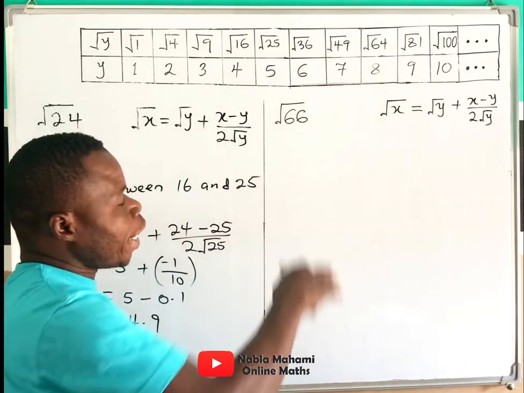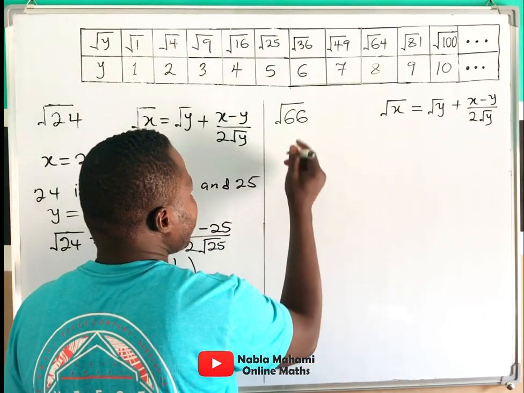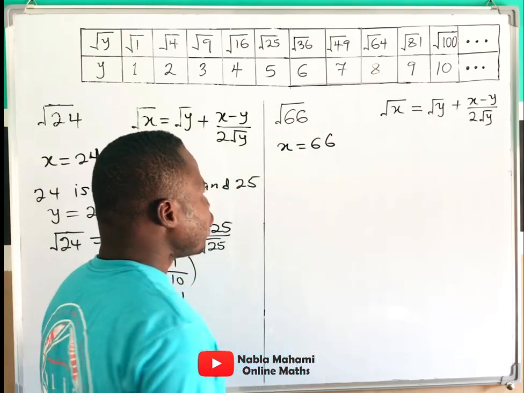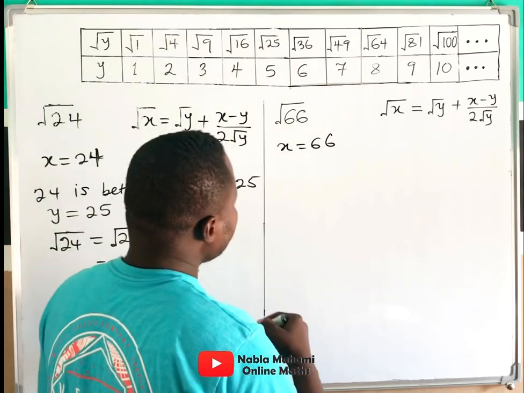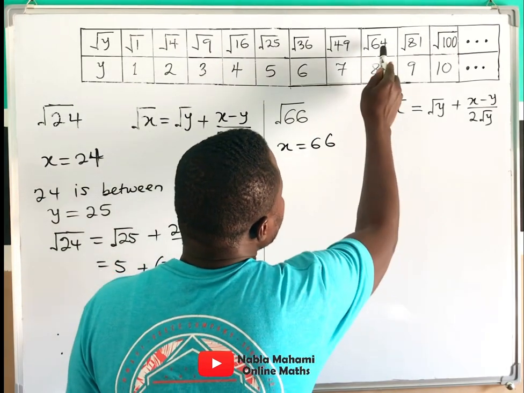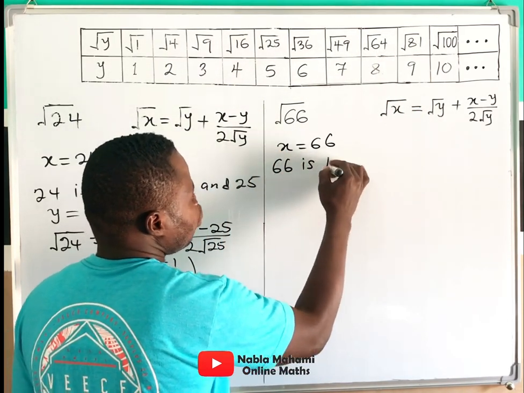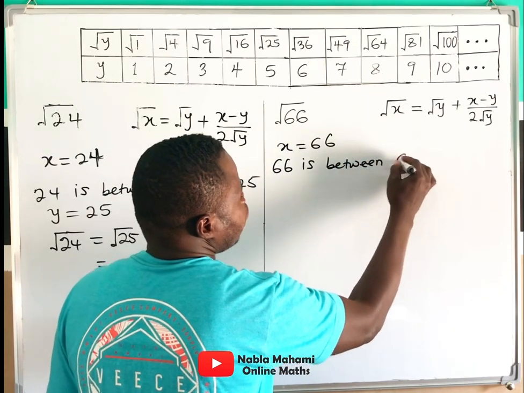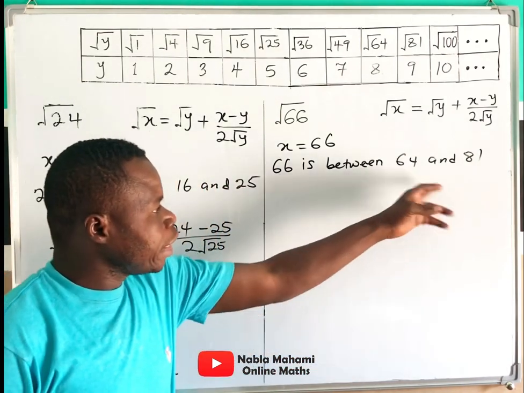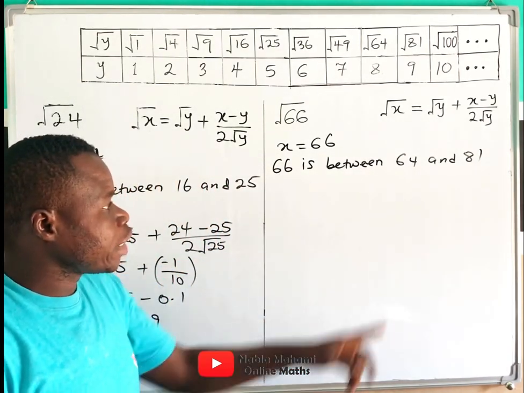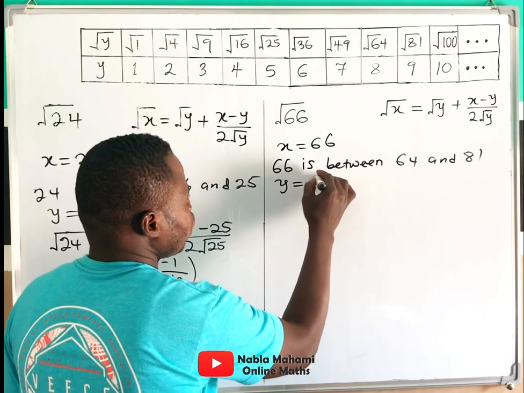Example 2, I have to find square root of 66. So to find square root of 66, it means my x is the number here. x is equal to 66. Then the y value will be the square number that 66 will lie between. So let's go to the table. 66 will lie between 64 and 81. So that means that 66 is between 64 and 81. Then we'll now consider which of the numbers here is closer to 66. And you can see that 64 is closer to 66 than 81. That means that my y is equal to 64.